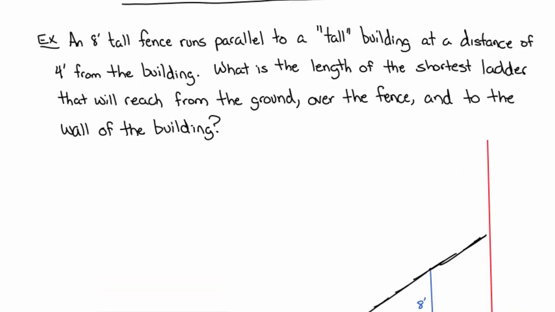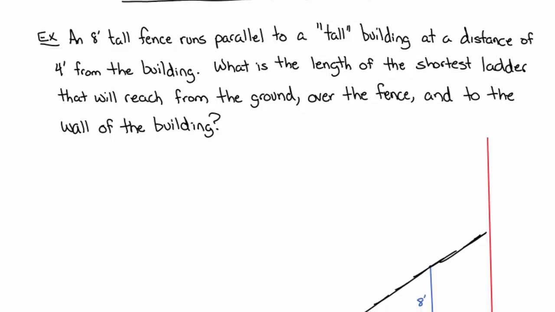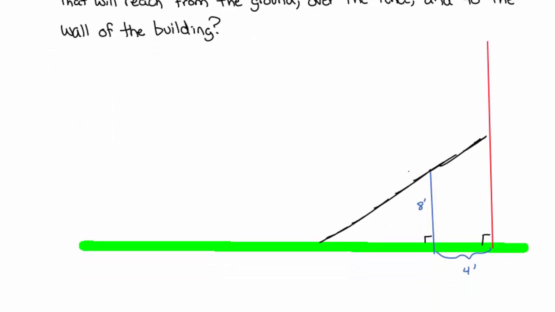And the question is, what is the length of the shortest ladder that will reach from the ground over the fence and to the wall of the building? So I'm going to go ahead and call this length L, the whole entire ladder length L. And I am going to set up a formula that helps me figure out the length of the ladder. Now, I need a master equation.